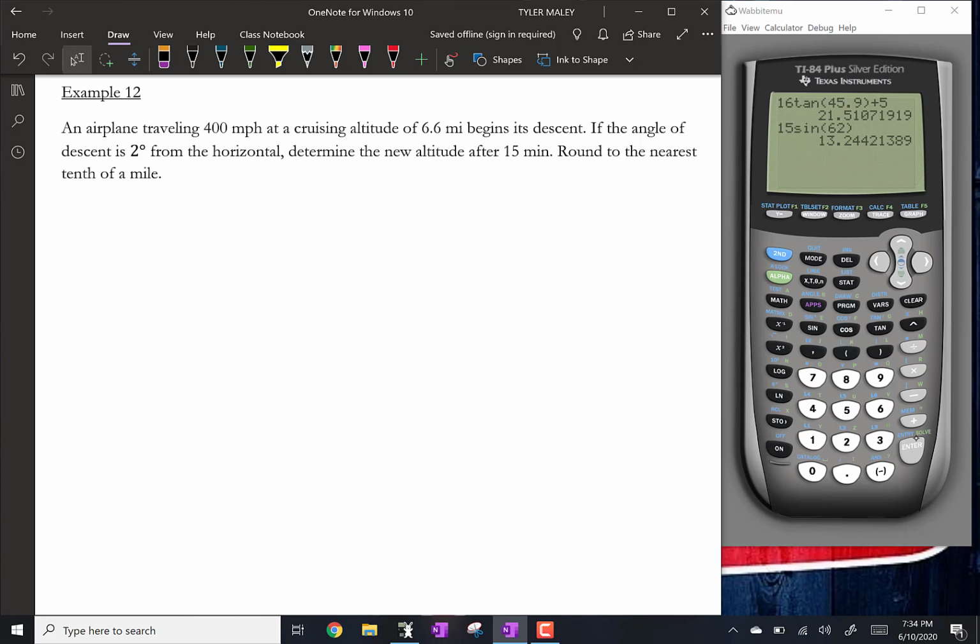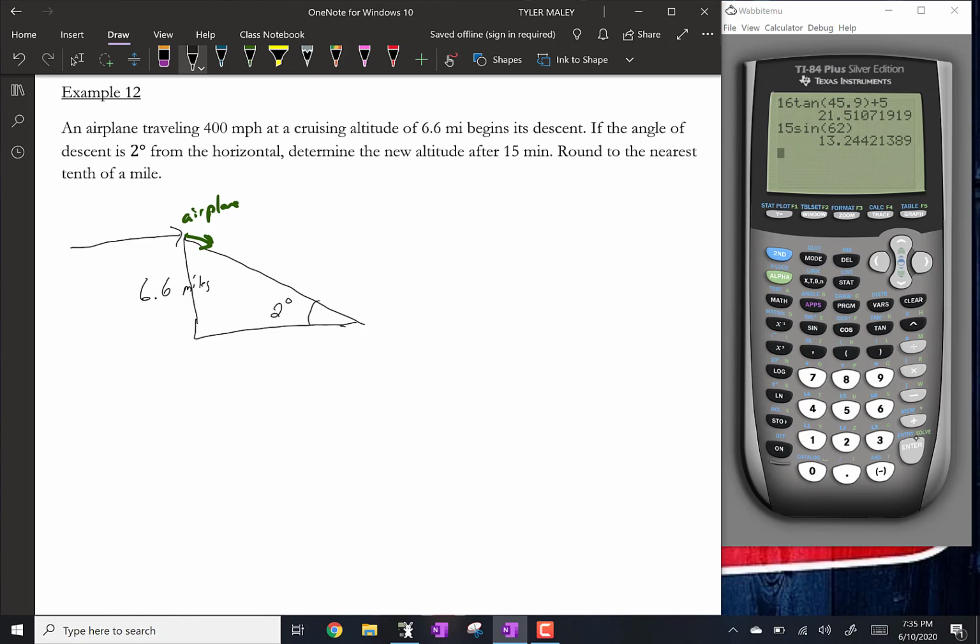So let's try to draw this a little bit. Basically, we have an airplane traveling this way, and then suddenly it's starting to make its descent. So it's going to make like this right triangle, right, because we're suddenly going downward here with the airplane. We're told that the angle of descent is 2 degrees from the horizontal, so the horizontal is like the ground, right? So that tells me this is 2 degrees. We're told that the altitude of the plane as it's beginning its descent is 6.6 miles, so that would be this distance.